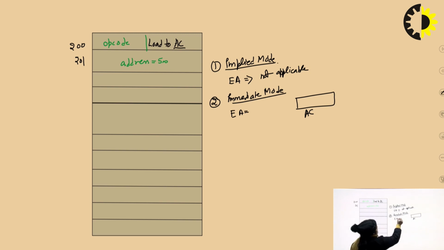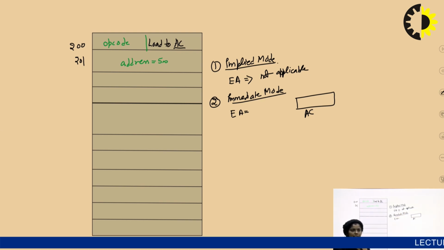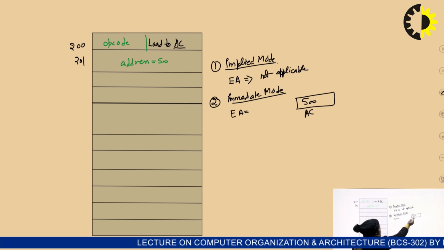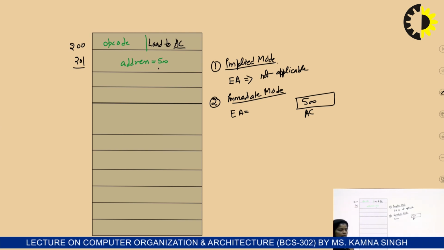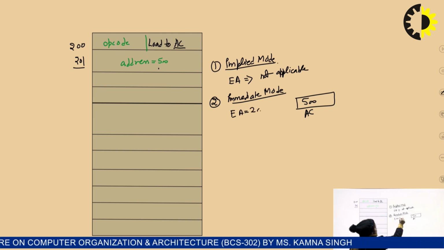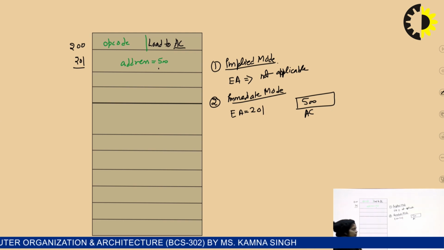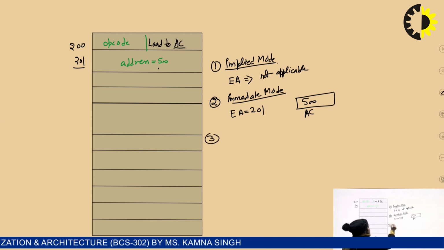Fine. So in the immediate mode, whatever instruction address is given, that will be the operand. So in the AC, 500 will be located, and the effective address is what? This 500 is actually residing in 201. So effective address will be 201.